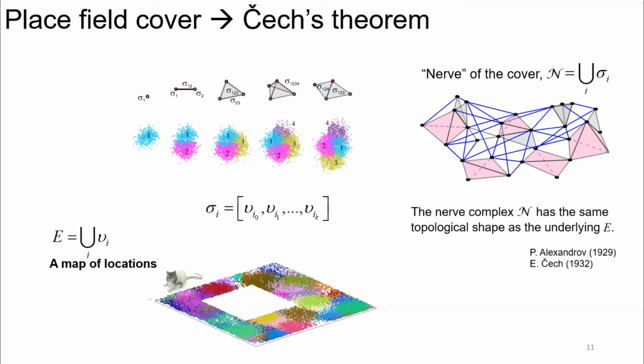Now, the key idea that underlies this approach is a theorem proven in the 1930s. It's by Alexandrov and Čech, who were able to argue that the shape of the simplicial complex is the same as the shape of the underlying environment. There are some requirements needed to make the statement precise, and I'm going to go into more detail as I go, but basically you can think that the simplicial complex, the nerve of the cover, has the same number of pieces, the same number of holes, the same overall topological shape as the underlying environment.